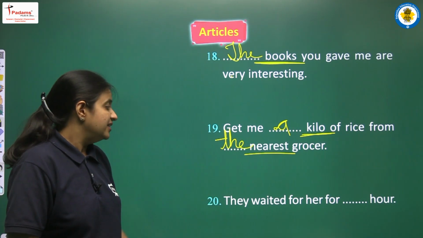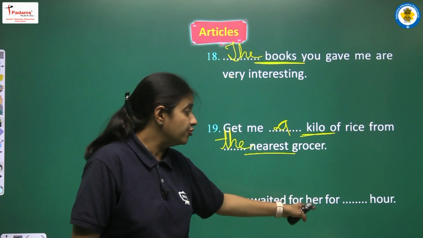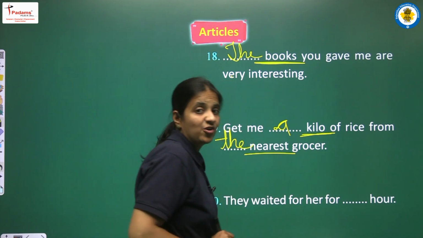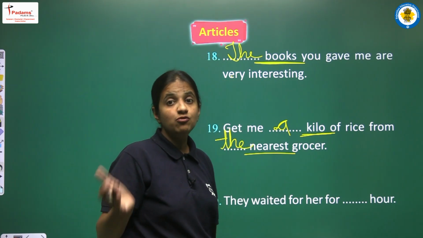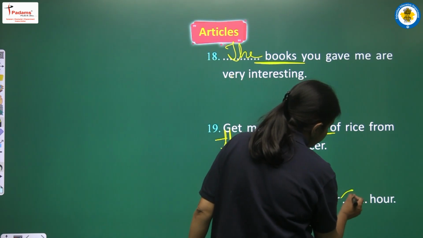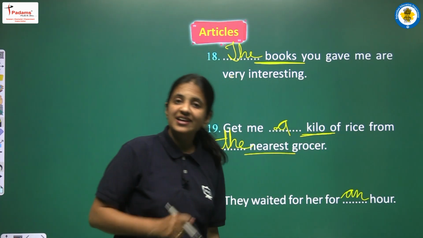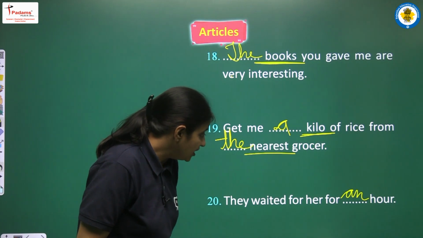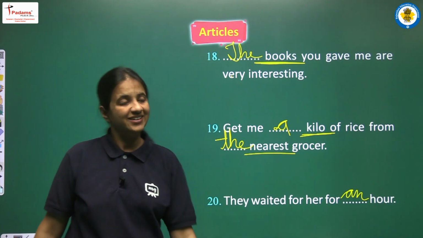Next sentence, they waited for her for hour. So again we have to write an article here according to the sound. So we are having a vowel sound in the beginning, so for that we have to write AN here as an article, and the sentence will be, they waited for her for an hour.